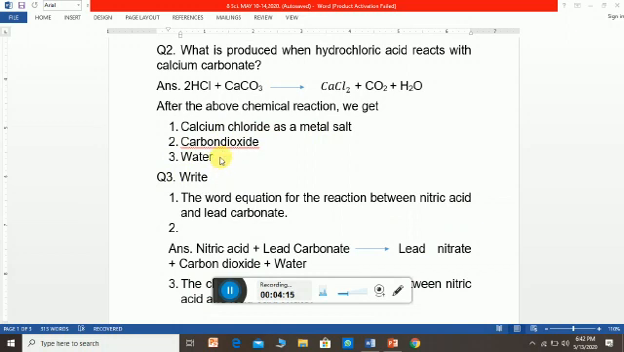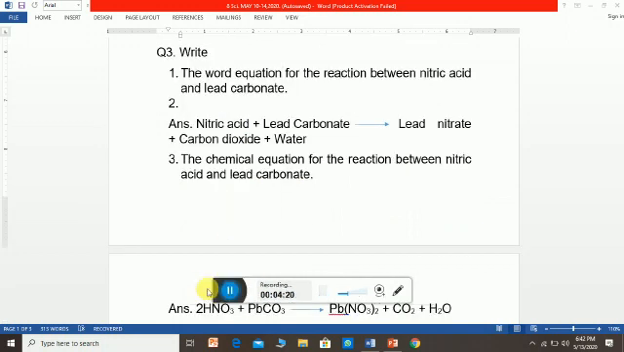Now the third question is, write a word equation for the reaction between nitric acid and lead carbonate. Again, it's an example of a reaction between acid and carbonates. When nitric acid reacts with lead carbonate, it gives lead nitrate as a metal salt, carbon dioxide and water. This is the same reaction we already discussed in previous videos.